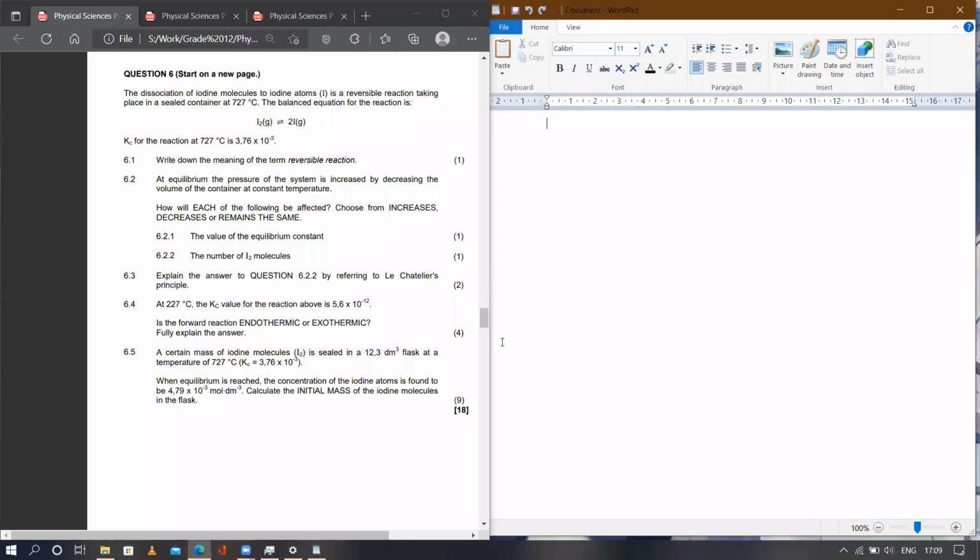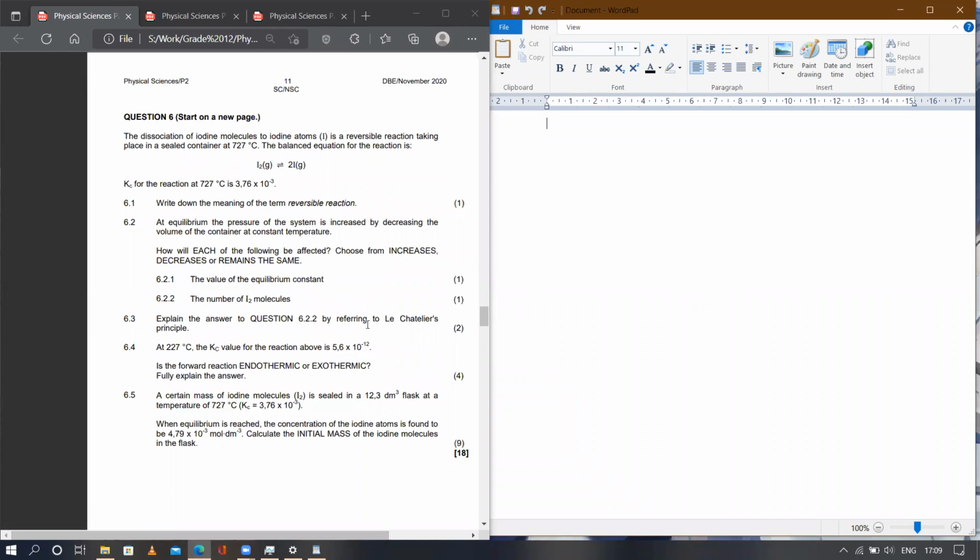So we're gonna go through the November 2020 question paper, the chemistry side, and we're gonna go through question 6. So yeah, let's get started. They say the dissociation of iodine molecules to iodine atoms is a reversible reaction taking place in a sealed container at 727 degrees Celsius. And they give you your balanced equation here.